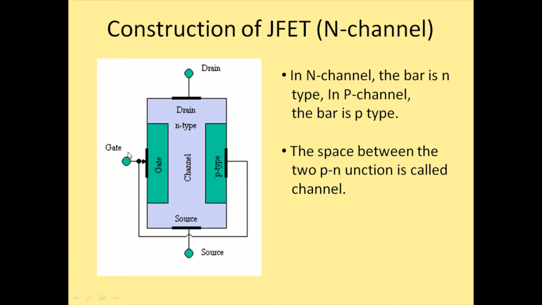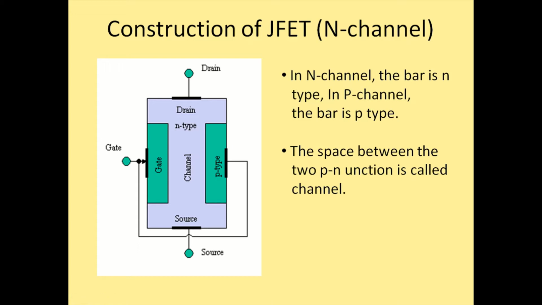Now in the N channel, the bar is of N-type material. That is why you call this an N-channel FET. Alternatively, if we talk about P channel, then the entire bar we have taken will be of P-type material, and whatever P-type material you see here will be of N-type material. That means it is just the opposite.